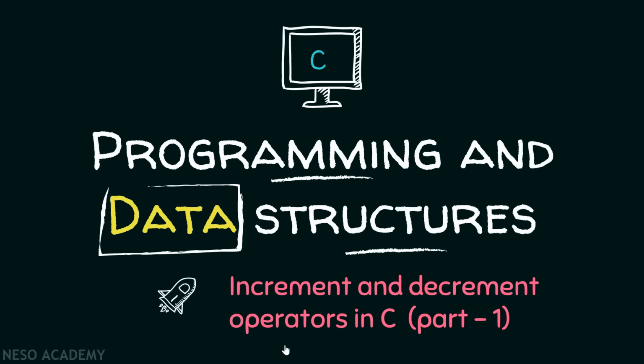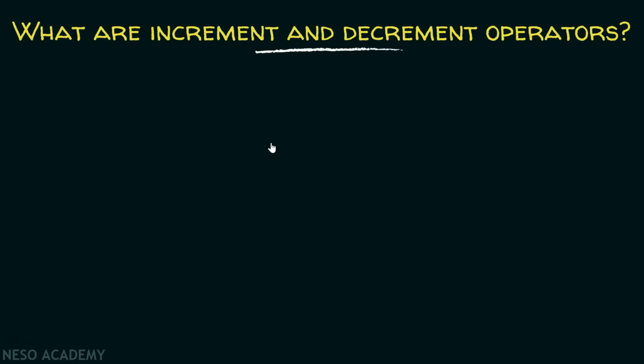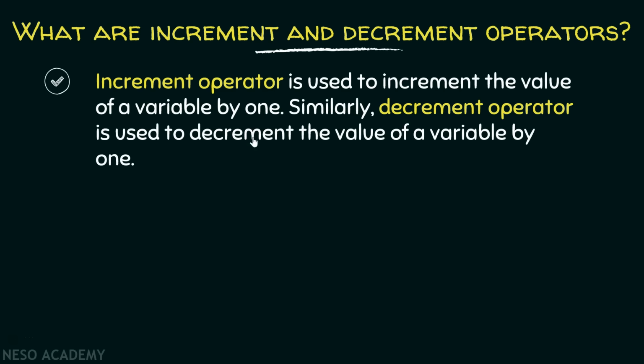Now we continue our discussion on operators in C, and in this lecture we are going to cover increment and decrement operators in C. What are increment and decrement operators? Increment operator is used to increment the value of a variable by 1. Note down this thing. Similarly, decrement operator is used to decrement the value of a variable by 1.